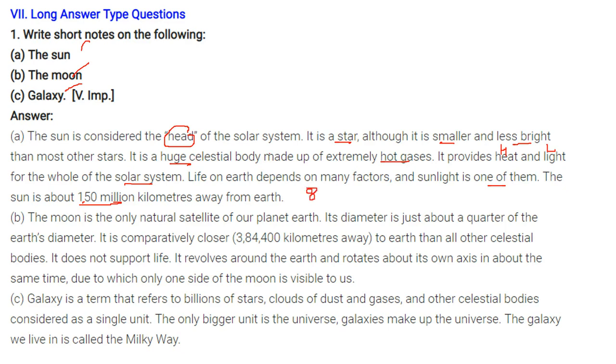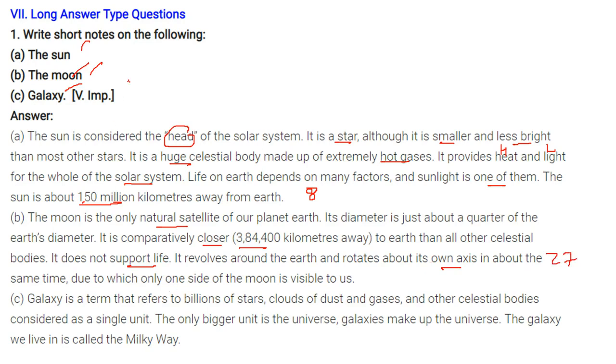See, the moon. The moon is the only natural satellite of our planet Earth. The diameter is just about a quarter of the Earth's diameter, and it is comparatively closer, around 384,400 kilometers to Earth, than all other celestial bodies. And it does not support life. It revolves around the Earth and rotates about its own axis in about the same time, due to which only one side of the moon is visible to us.